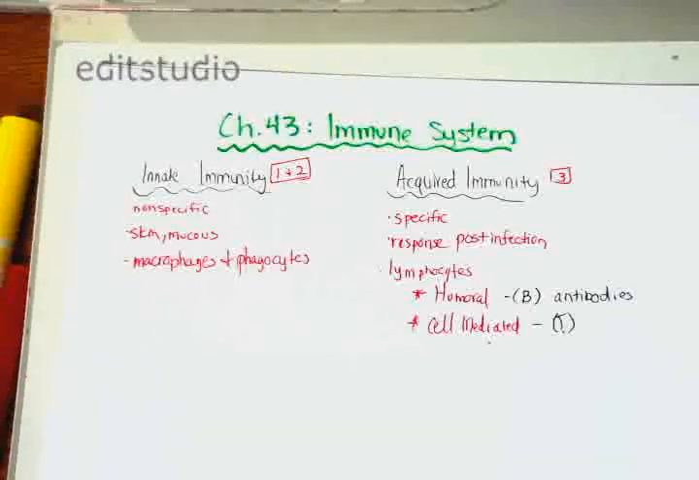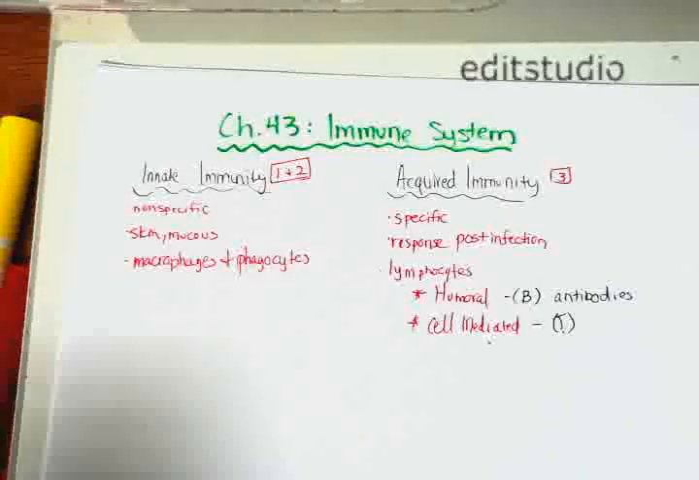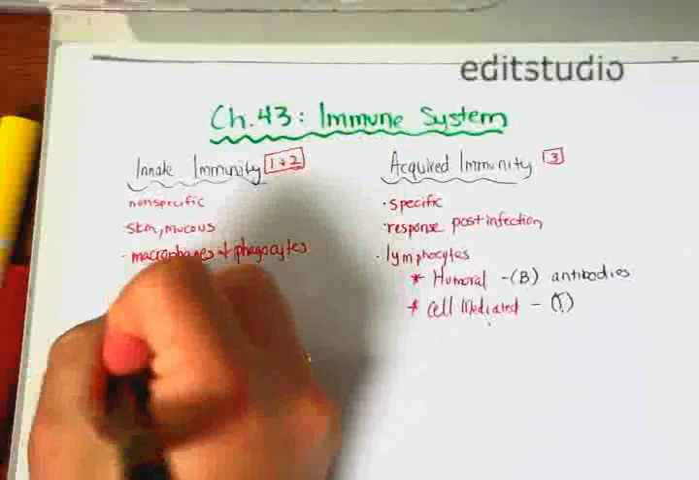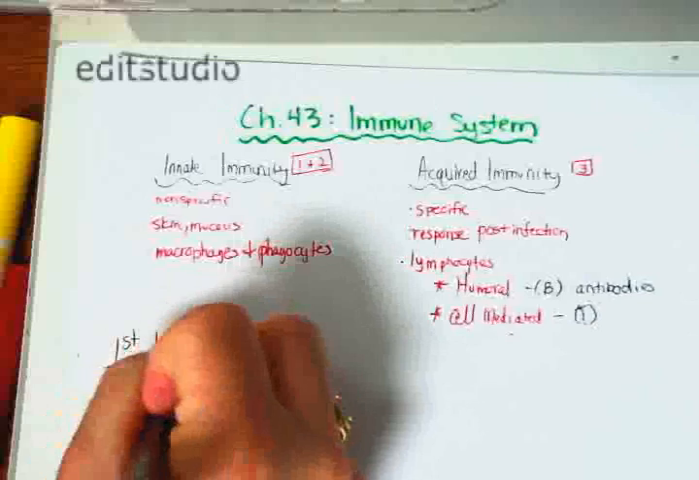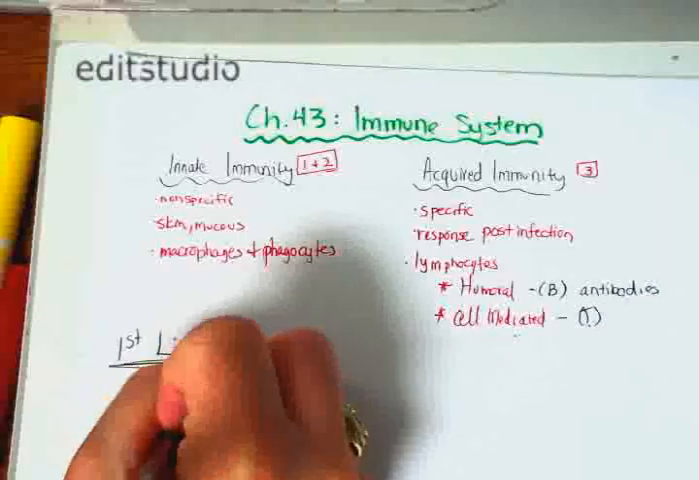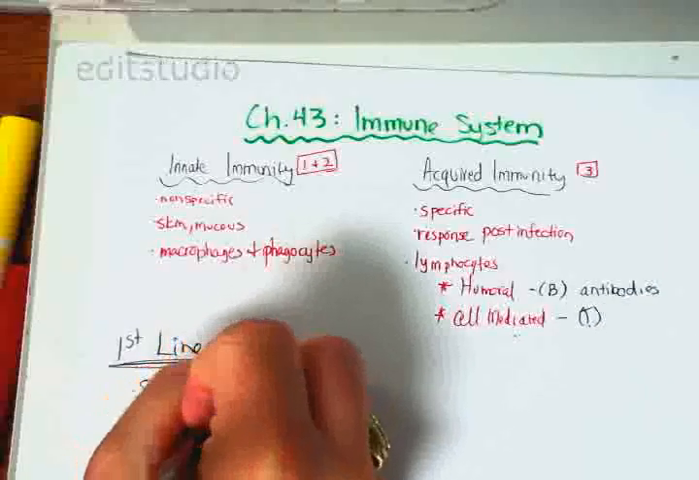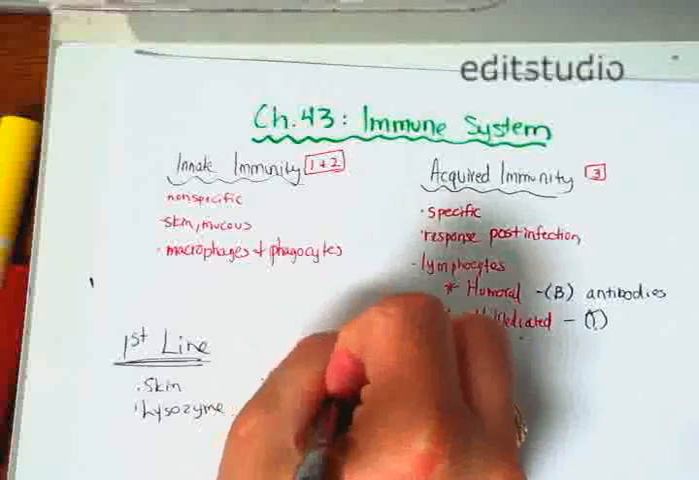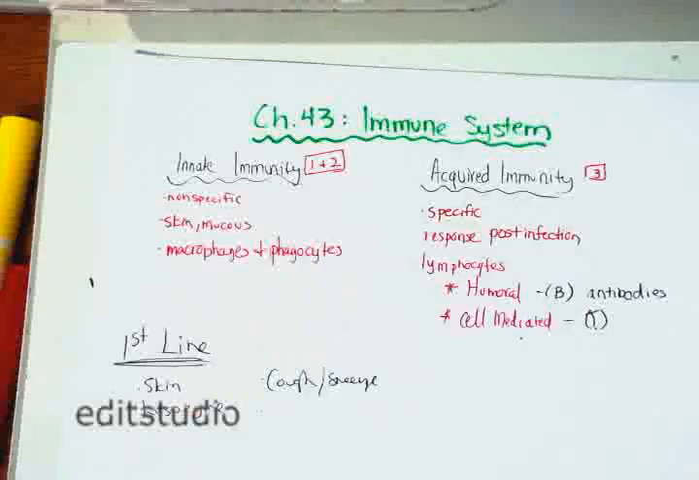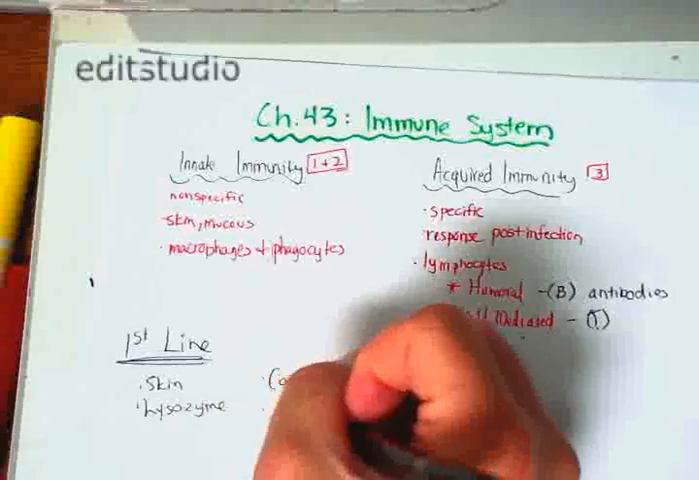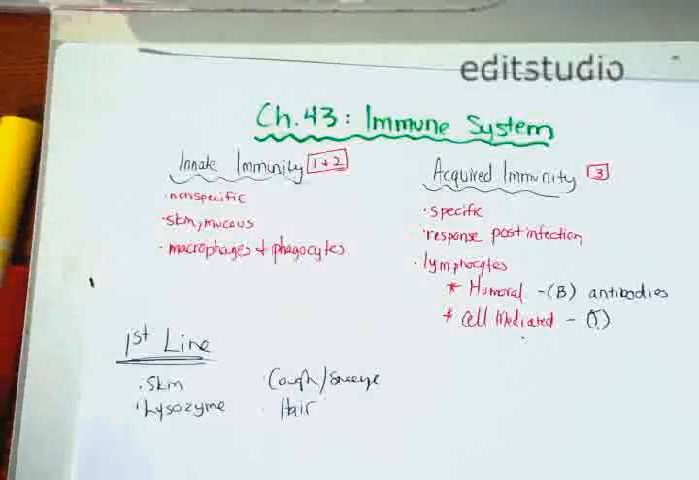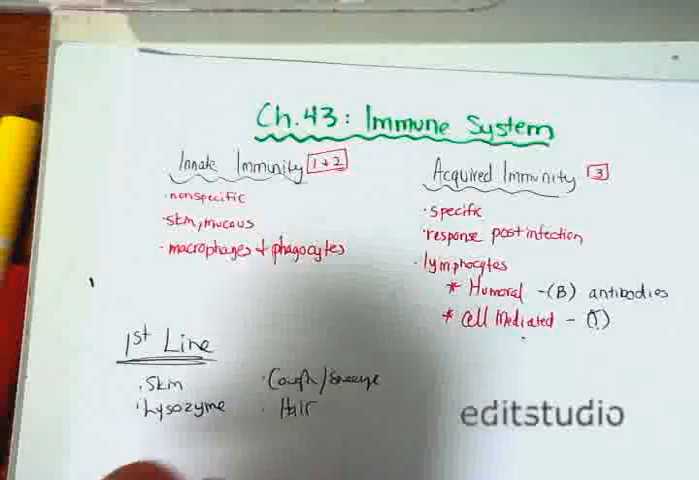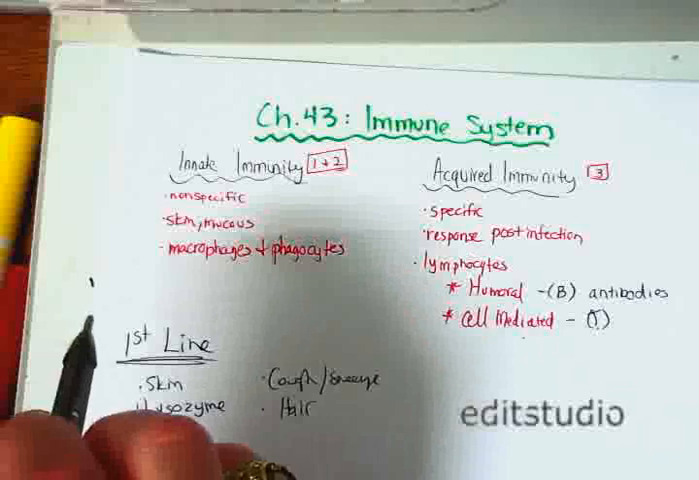Are we okay with the first line of defense? Just start shooting words my direction. Skin, lysozyme, hair, earwax. Even earwax, surprisingly. Eyelashes. So I think we get this idea that it's anything very external. Now, give me the second level.